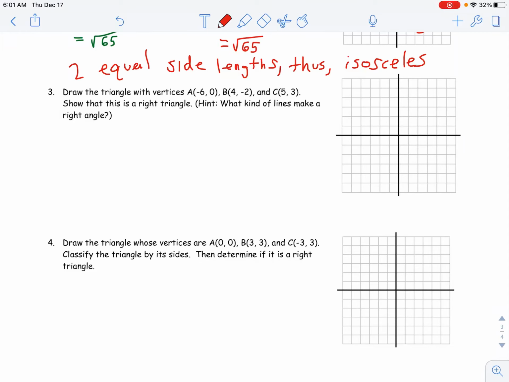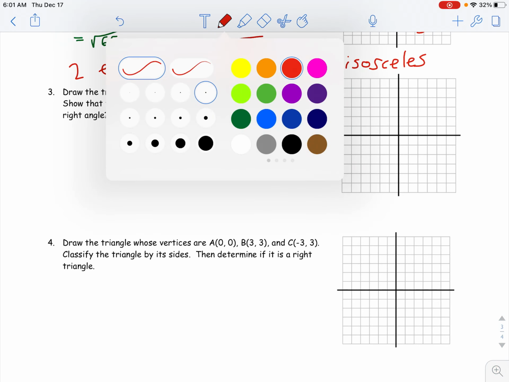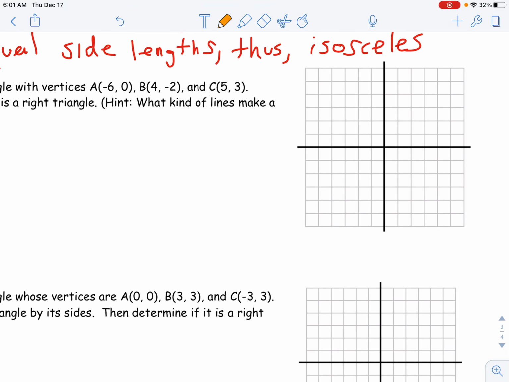All right, now, last one is we're going to draw, not last one, but last video. We're going to draw a triangle with vertices negative 6, 0, 4, negative 2, and 5, 3. So let's go ahead and draw this. So negative 6, 0, so that's A. B is at 4, negative 2, and C is at 5, 3.